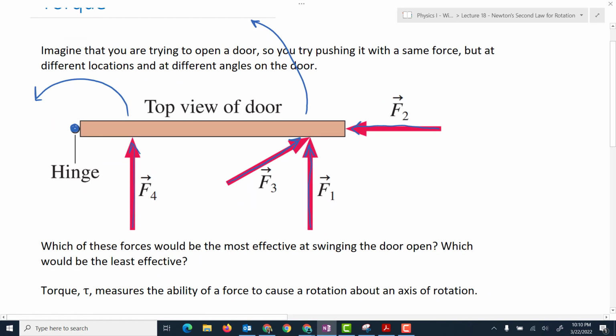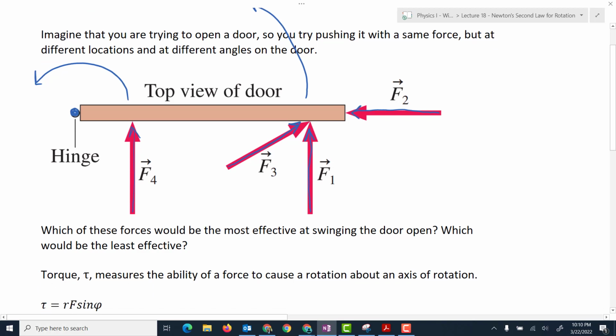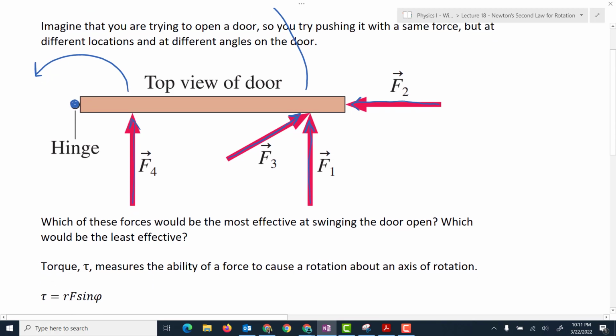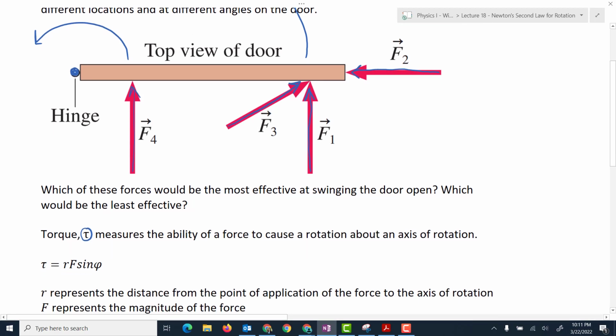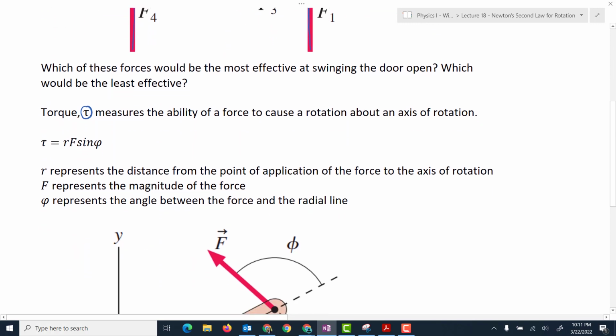So which of these forces would be the most effective at swinging the door open? That would be F1. Which would be the least effective? That would be F2. F2 does not cause it to rotate at all. So torque, which is this symbol over here, measures the ability of a force to cause a rotation about an axis of rotation. So it's measuring the ability that a force has to cause an object to rotate. Even though there is a force here, F2, it doesn't result in a torque because it's not causing the door to rotate.